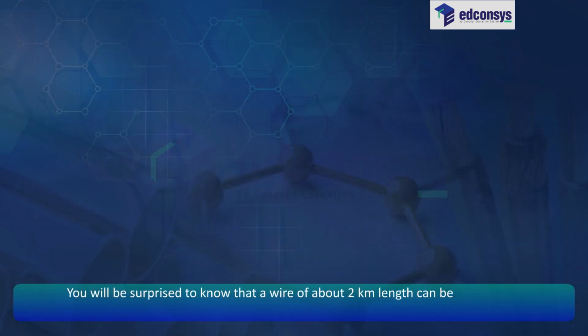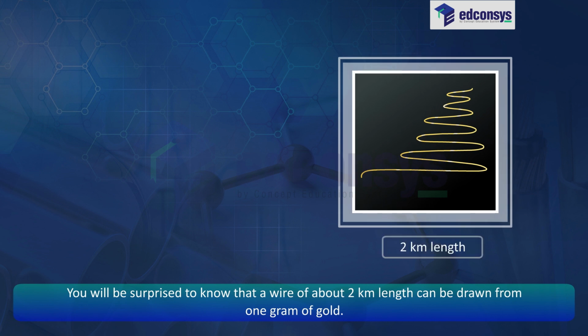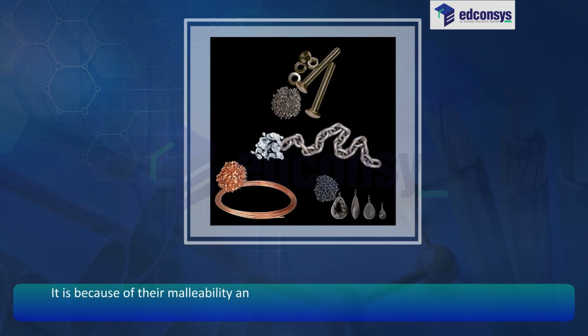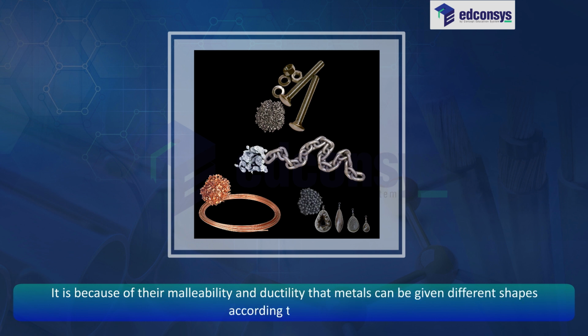You will be surprised to know that a wire of about 2 km length can be drawn from 1 gram of gold. It is because of their malleability and ductility that metals can be given different shapes according to our needs.